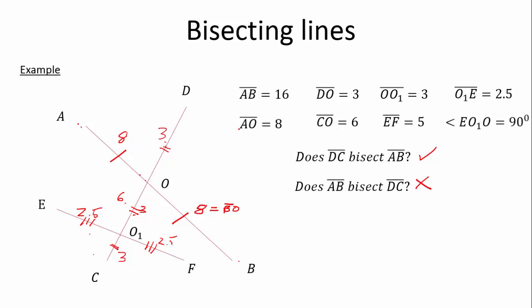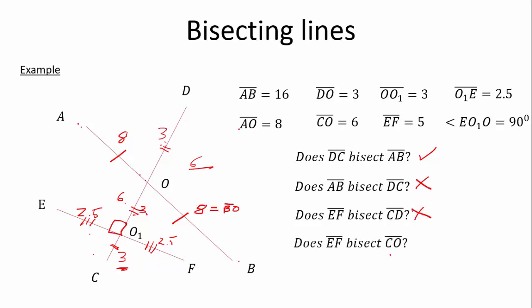And then we know the angle at O is equal to 90 degrees. Oh, brilliant. Right. So does EF bisect CD? No, it doesn't, because we have 3 on this side, and then we have 3 plus 3, 6 on this side. So EF does not bisect CD. It doesn't cut CD in half.